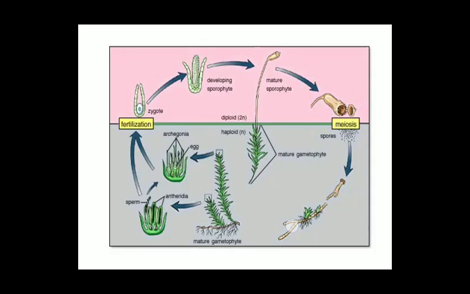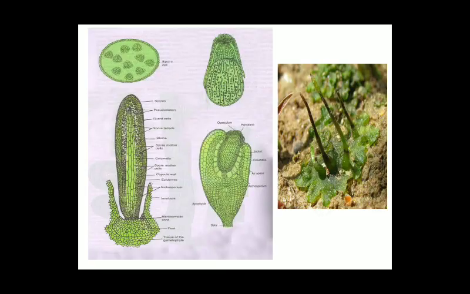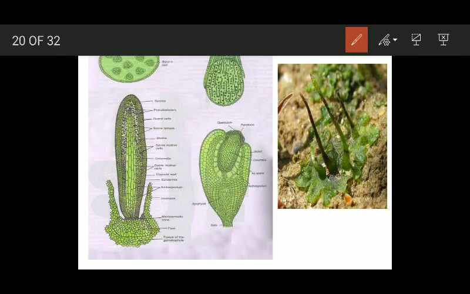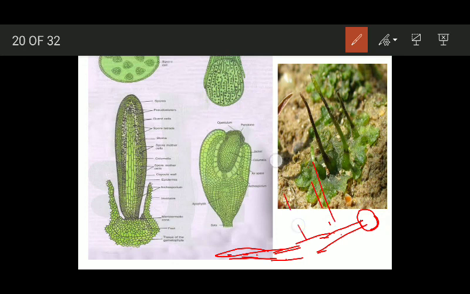Here you can see, this is the spore. It is a haploid structure. It divides in case of mosses and forms a filamentous structure, and this filamentous structure is known as protonema. This protonema gives rise to upright gametophores in case of mosses.